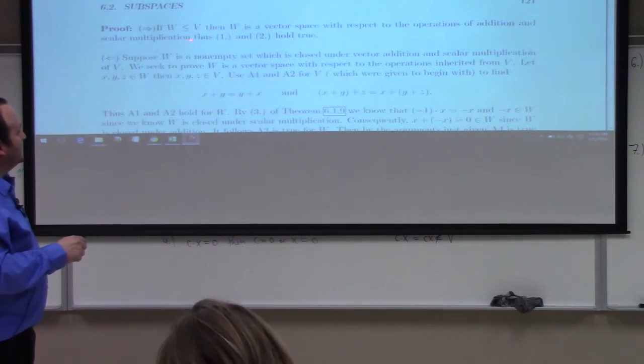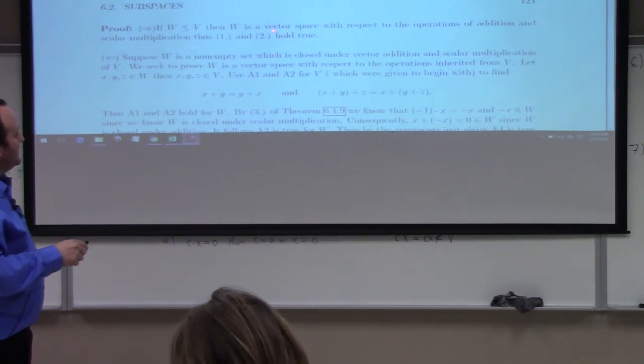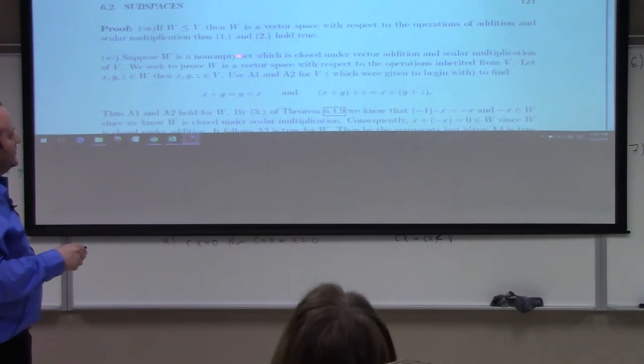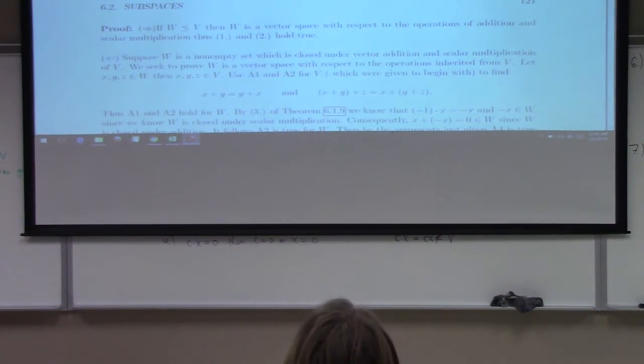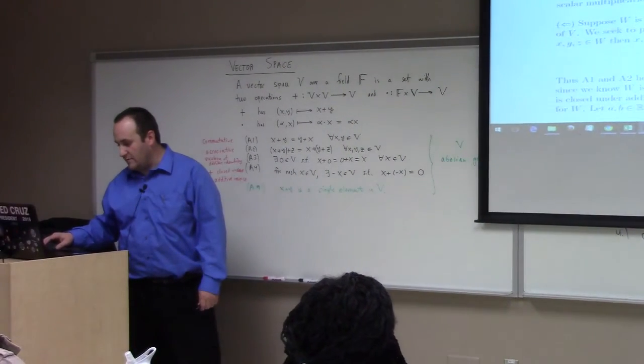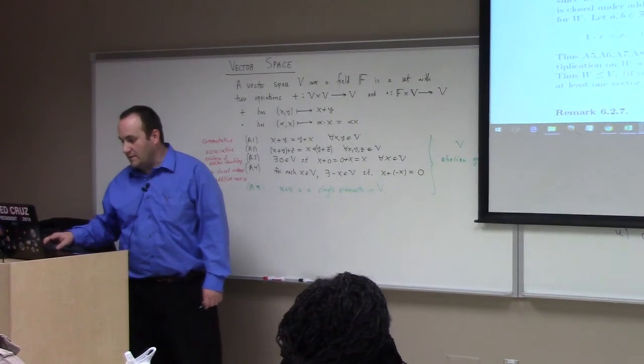So W is a subspace of V. That means it's a vector space with respect to the operations of addition and scalar multiplication. Thus, 1 and 2 hold true. In other words, this is an if and only if. I say it as an if-then, but it also goes the other way around. Clearly, it's closed under addition and scalar multiplication if it is a vector space with respect to the restriction of the operations. Okay, here's the interesting direction.